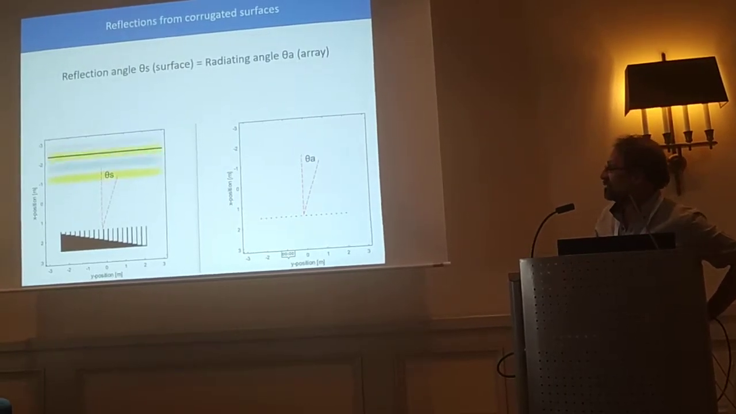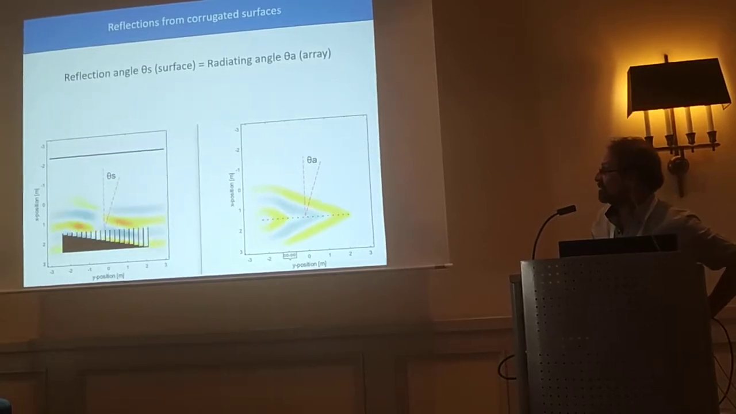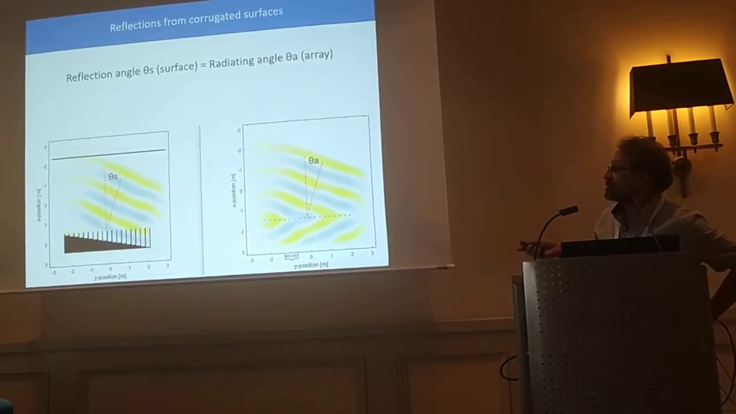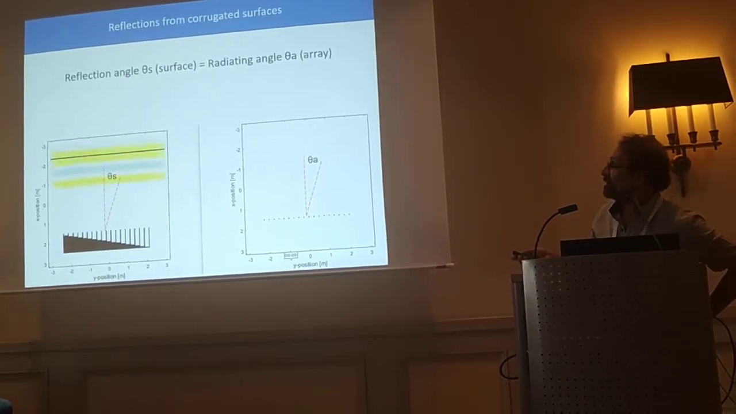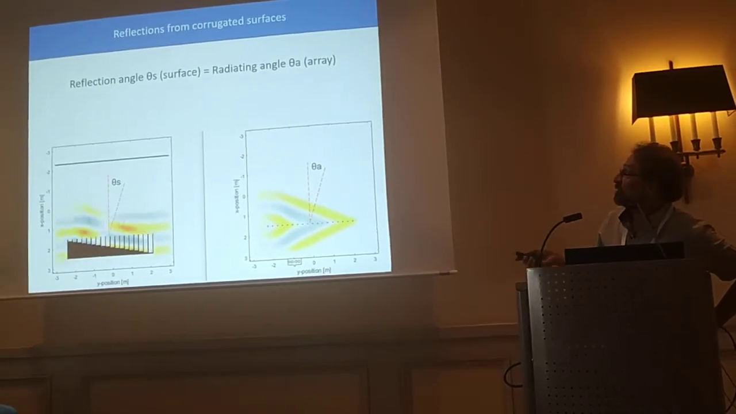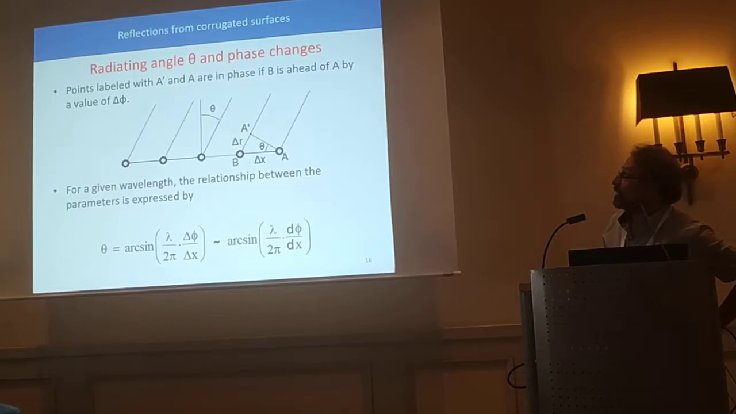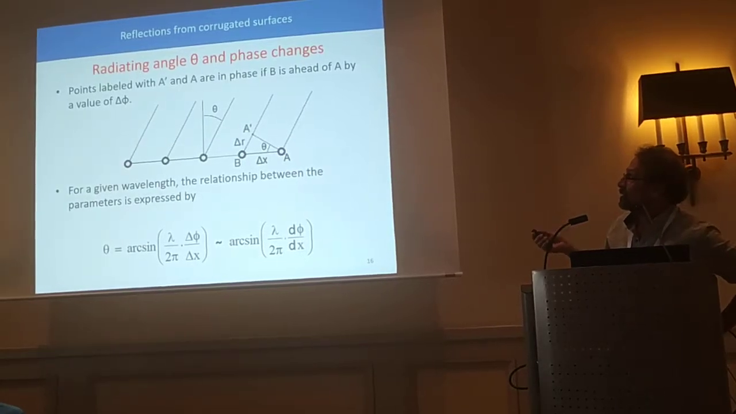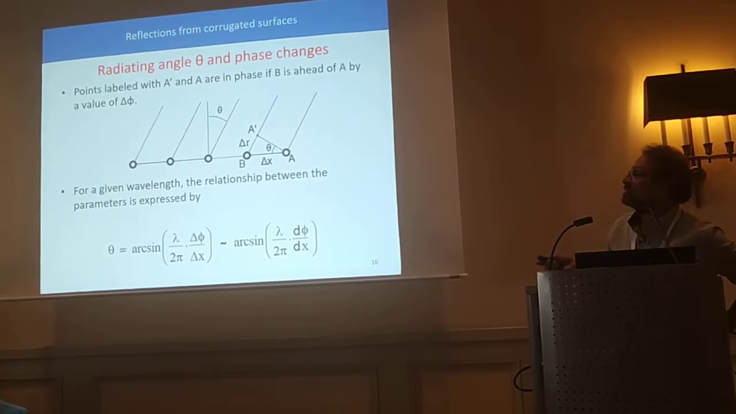Here, the example of what he proposed. He proposed considering each slit as a source of the linear array. The reflection angle of the surface is equivalent to the radiating angle of the array. In this way, here are the expressions he got to design the surfaces.